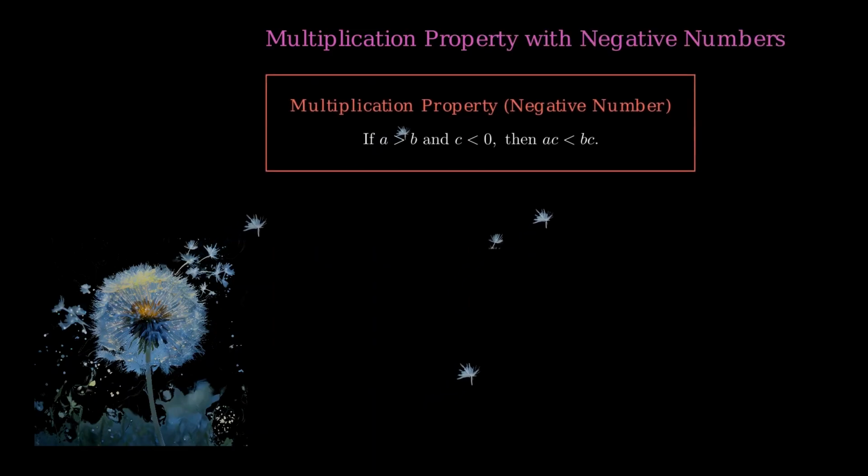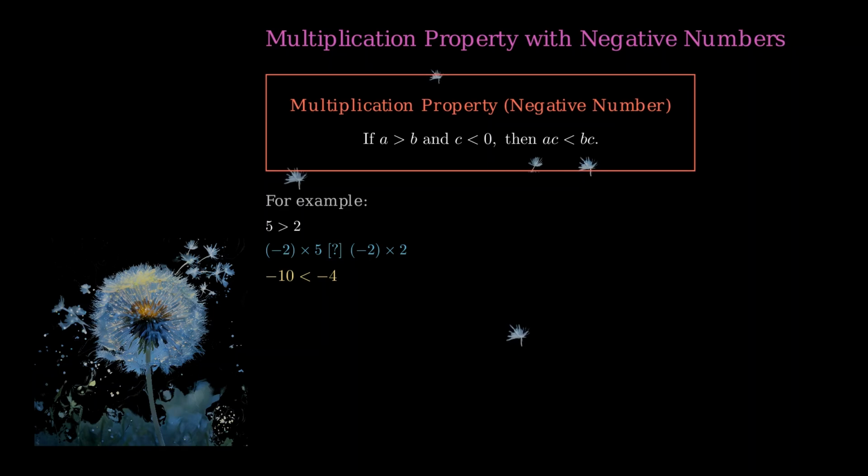This is really important, so make sure you listen carefully. When we multiply both sides of an inequality by a negative number, the relationship reverses. Given real numbers a, b, and c, if a is greater than b and c is less than 0, then a times c is less than b times c. Remember, you must reverse the inequality symbol, otherwise the statement will be false.